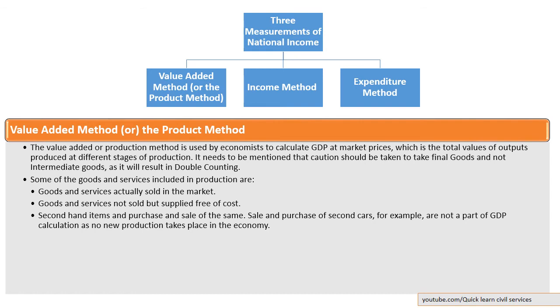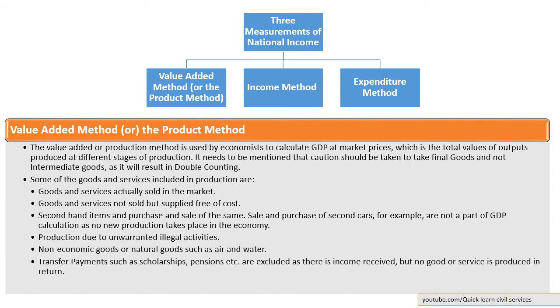Sale and purchase of second-hand cars, for example, are not a part of GDP calculation as no new production takes place in the economy. Production due to unwarranted illegal activities, non-economic goods or natural goods such as air and water, and transfer payments such as scholarships, pensions etc. are excluded as there is income received, but no good or service is produced in return. Imputed rental for owner-occupied housing is also excluded.